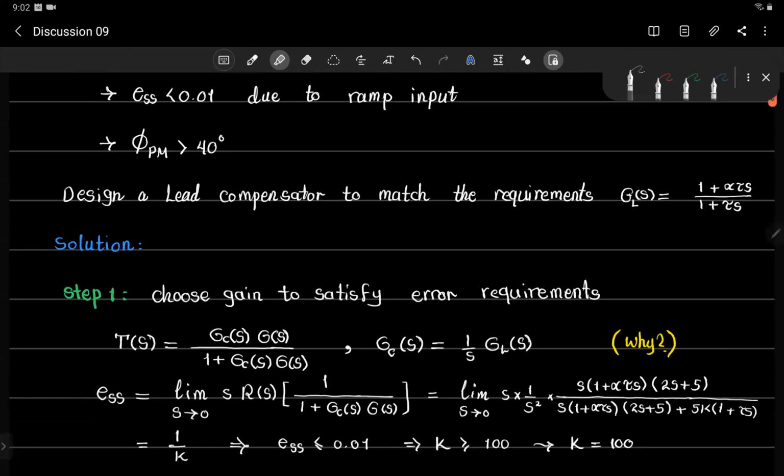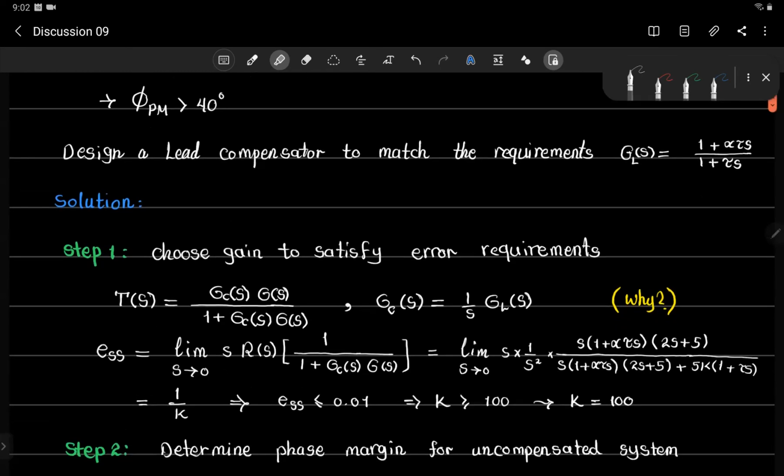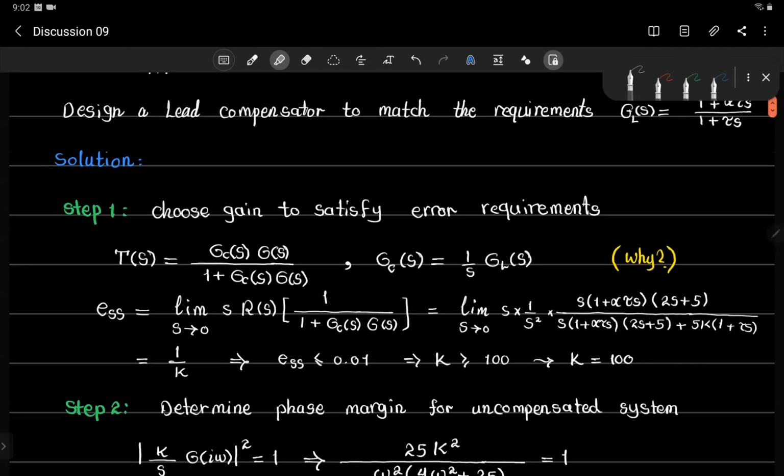If we compute the steady state error, first we compute the closed loop transfer function, and then we compute the limit of the steady state error due to a ramp input. ESS is equal to s times E(s), and E(s) is equal to R(s) times 1 minus T(s). When we substitute, ESS is going to be equal to 1 over K, where K is the gain that we're looking for.